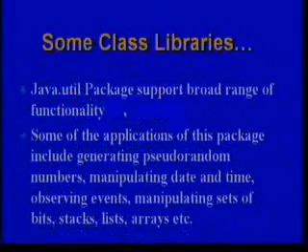The java.util package supports a broad range of functionality. It includes pseudo-random number generation, date and time manipulation, observing events, manipulating sets of bits, stacks, lists, and arrays. Stacks, lists, and arrays are all called data structures. Array is the data structure supported by most programming languages. Other data structures are not supported.